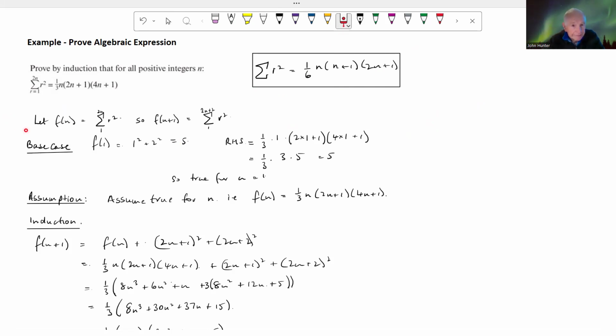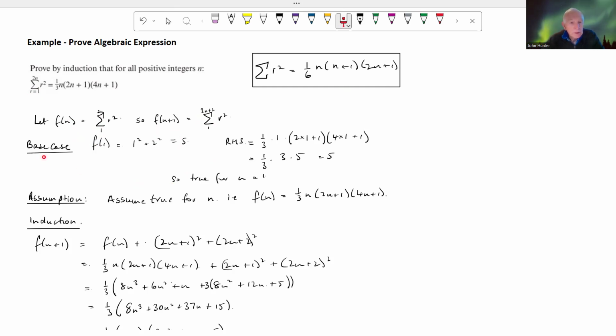But no matter. Okay, so it's useful to define f of n in these situations. So that is the sum from 1 to 2n, so that's just this thing. And therefore, f of n plus 1 is that.